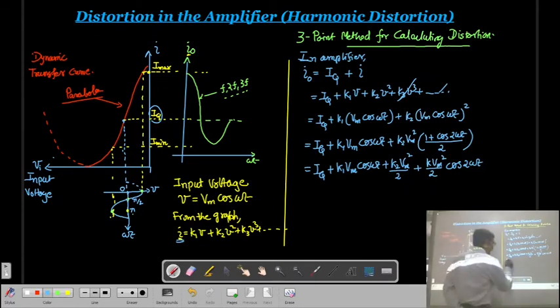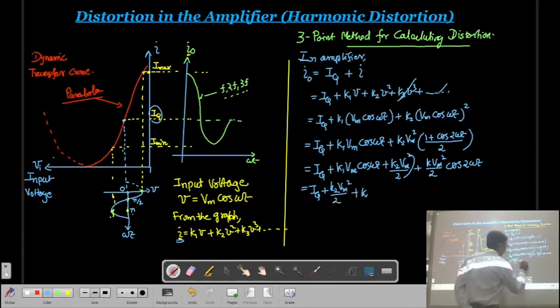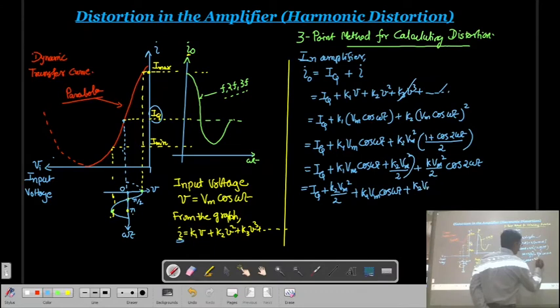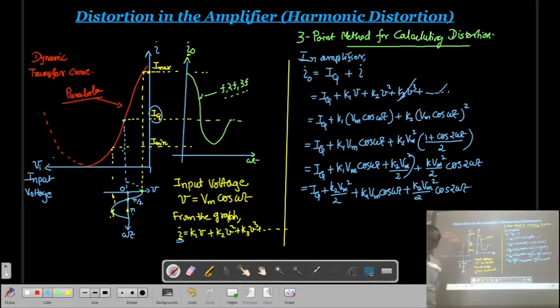And here I can write this as IQ. Now whatever the K2 Vm square is there, that we are writing Vm square by 2, then K1 Vm cos omega t plus K2 Vm square by 2 cos 2 omega t. Now here you try to understand each and every term of the expression.